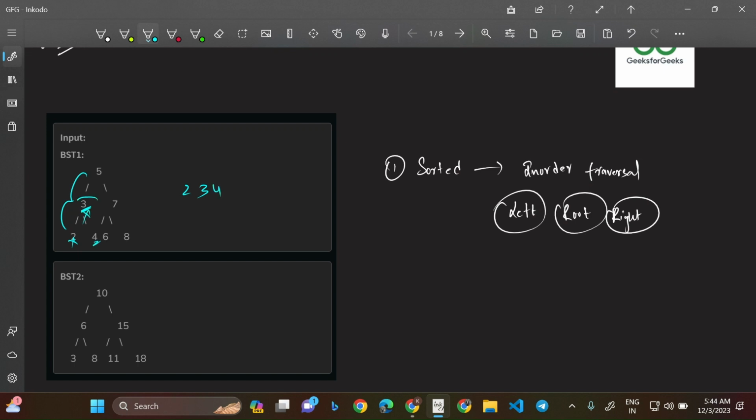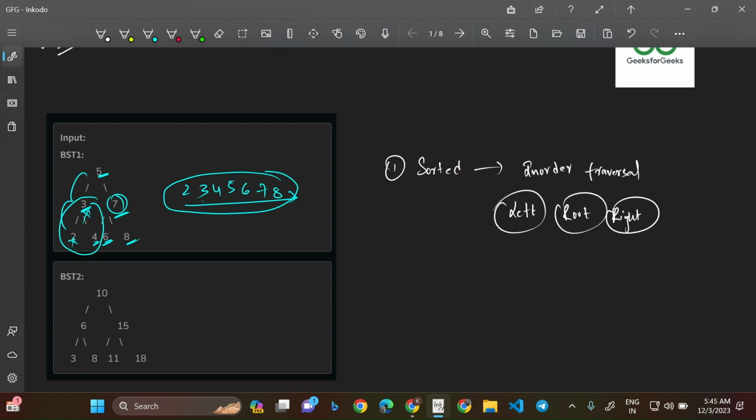Now because this whole left part is done, come to the root, that is 5, and now come to the right side. So this is 7. Go to the left again, 6. So 6, and then come to 7, and then come to 8. Do we find this to be sorted? Yes, we got a sorted array: 2, 3, 4, 5, 6, 7, 8. This is an increasing order, and this represents the BST, isn't it?